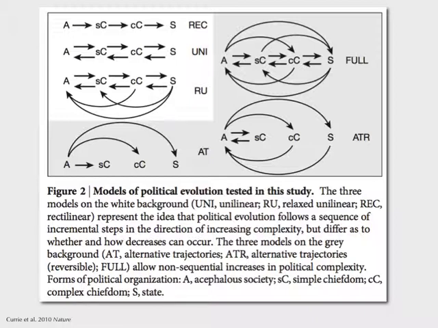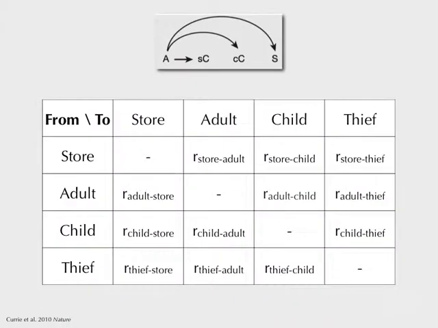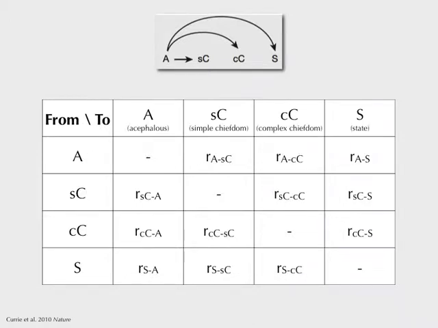All right. I can take the Twinkie example and extend it. So here I had four states, and I had a lot of conditions between each of the states. I can just relabel it. Instead of the earlier labels, I have acephalous, simple chiefdom, complex chiefdom, and state. And now I have rates for each of these. So if I want to fit this model, how do I change this to make it fit that model? What do I do?